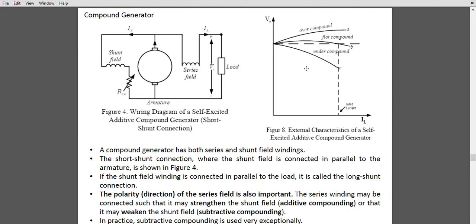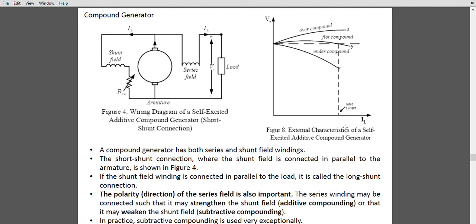Now coming to the next machine, which is the compound generator. The characteristics are quite confusing, as we can see that these characteristics have three sections, although a machine cannot have three characteristics at the same time. These three characteristics each have their own point of application. This will be shown in the next slide, but let's talk about the generator first, and how it works.